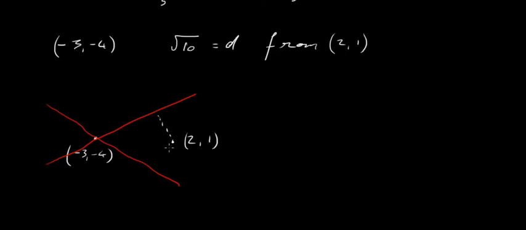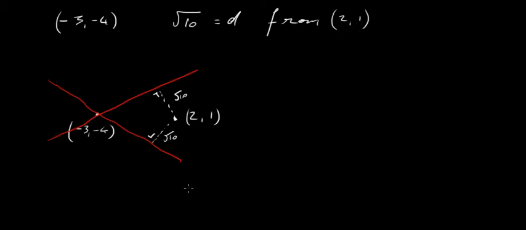And the distance from these two lines, the perpendicular distance here, is the square root of 10 and square root of 10. Okay, so obviously 2, 1 wouldn't be over here in relation to minus 3, minus 4. It would be probably up here somewhere, but you get the idea anyway. We have two lines here that are a distance, a square root of 10, from this point 2, 1. So what are the equations of these two lines here, these two red lines? Well, let's just work that out.